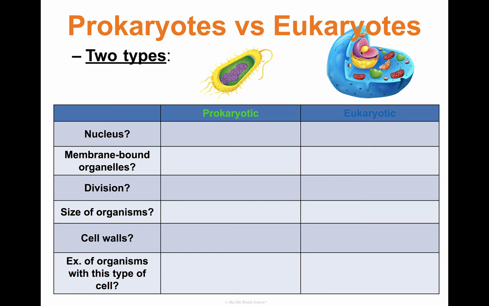In a plant or an animal cell, the DNA is located inside of the nucleus, and that is known as a eukaryotic cell. So the big difference between prokaryotic and eukaryotic is the presence or lack of a nucleus. A bacteria is a prokaryotic, does not have a nucleus, while plant and animal cells do have a nucleus where the DNA is located.